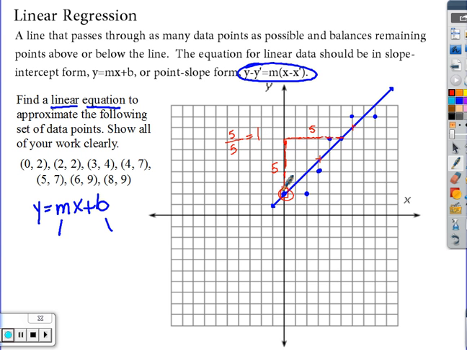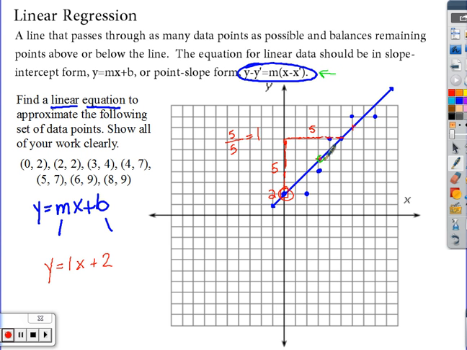My y-intercept happens at 2. So if I was writing the equation of this line on a test, I would have y equals 1x plus 2. Of course, the alternative would be to use point-slope form if you don't know the y-intercept, if it's not obvious in what you're doing.